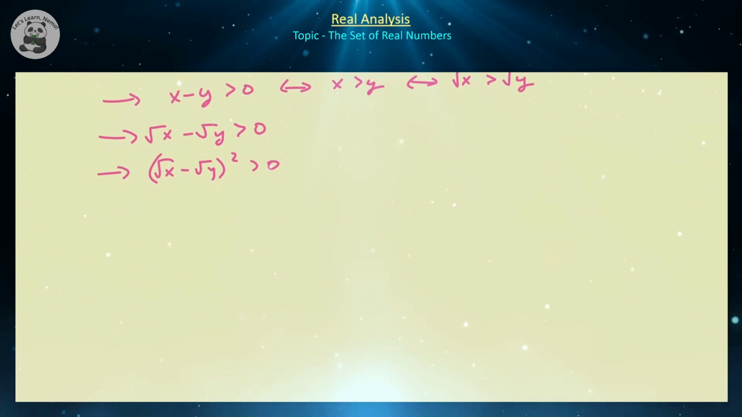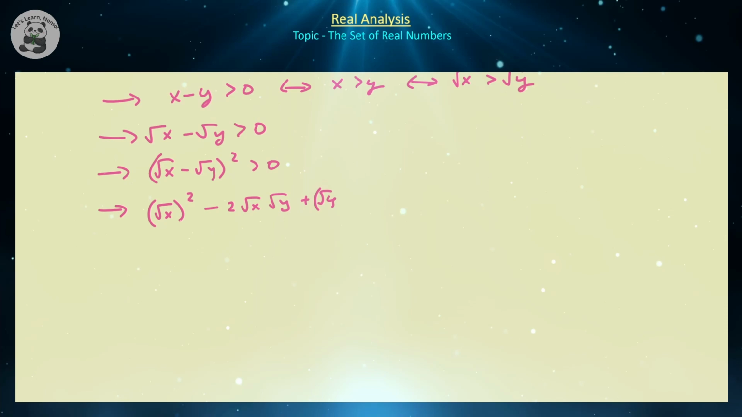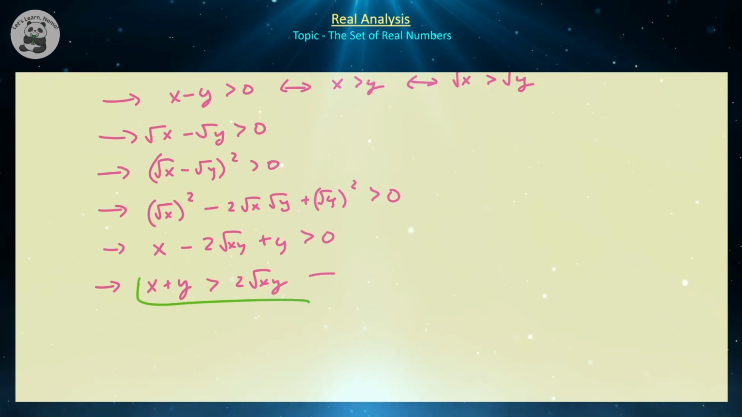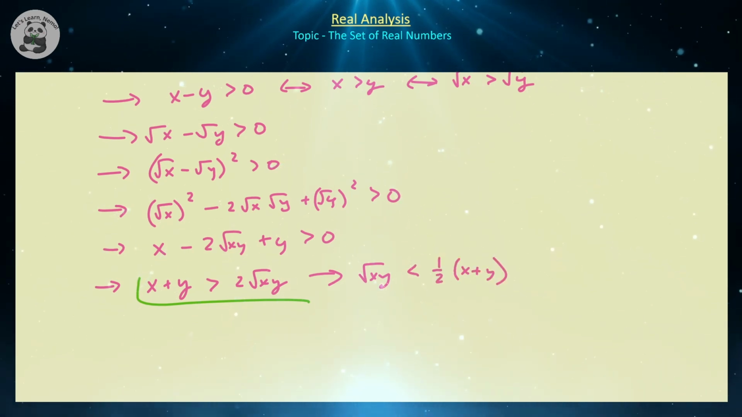Now I want to expand this left-hand side. So I'm going to have the square root of x, squared, minus 2 times the square root of x times the square root of y, plus the square root of y, quantity squared, and that's going to be positive. And we know that the square root of x squared is x, so x minus 2 square root of xy plus y is going to be greater than 0. Then I'm just going to rearrange this and write it as x plus y is greater than 2 square root of xy. Then I'm going to divide both sides by 2 and reverse my inequality. And what I have is the square root of xy is less than 1/2 of x plus y, right?